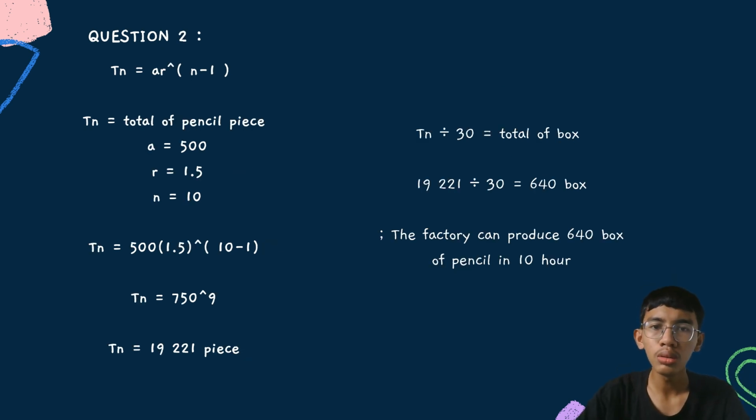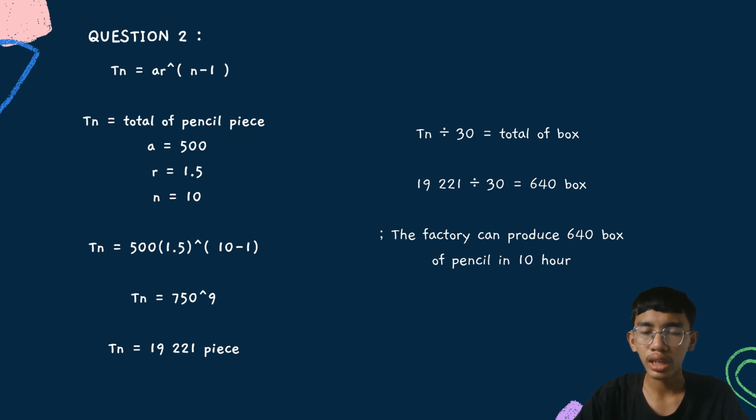For question 2, it states that a factory can produce about 500 pieces of pencil in 1 hour. Every hour, the production of the pencil increases by 1.5 times. A pack of pencil contains 13 pieces of pencil. How many packs of pencil can the factory produce in the next 10 hours?